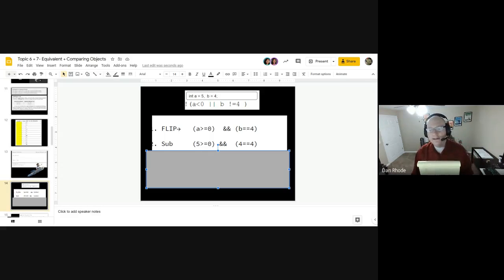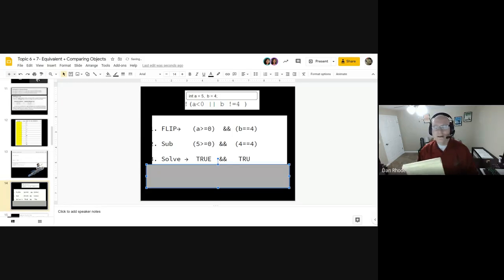And then the next step is one of the solve steps. Sometimes you have multiple solve steps, especially if you have a prolonged expression. But for this one, 5 greater than or equal to 0 is true. 5 is greater than or equal to 0. I love the way I spelled true, like true value. 4 equals 4 is true.